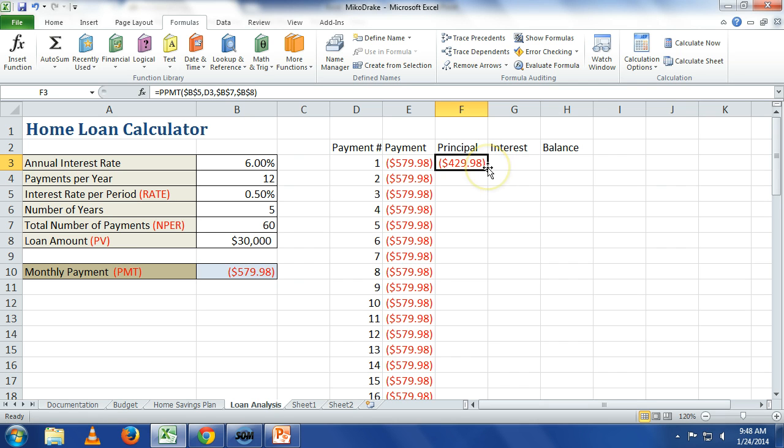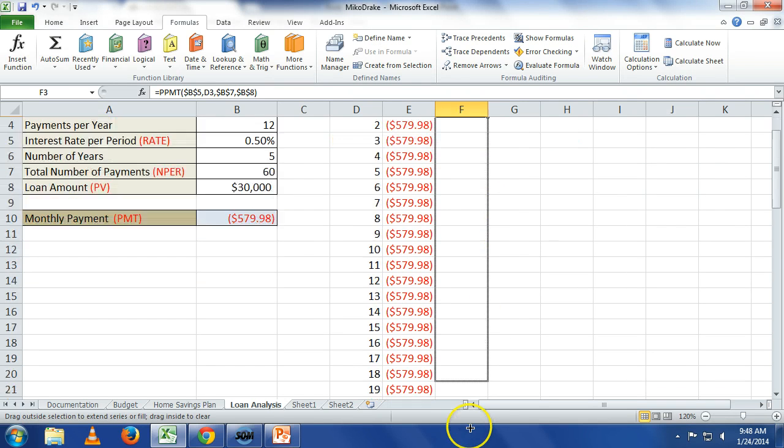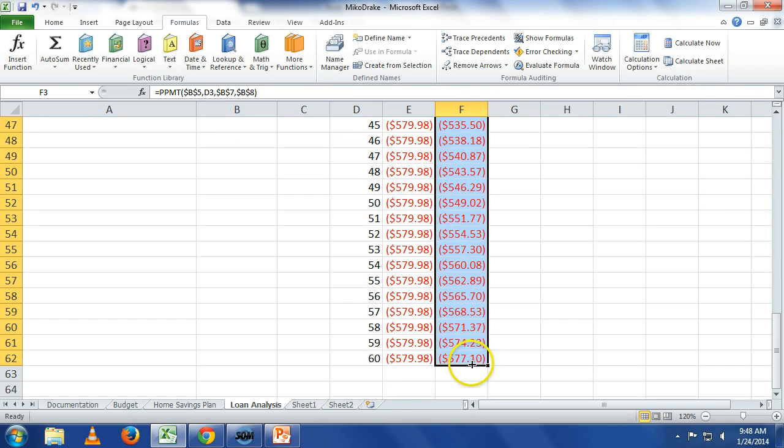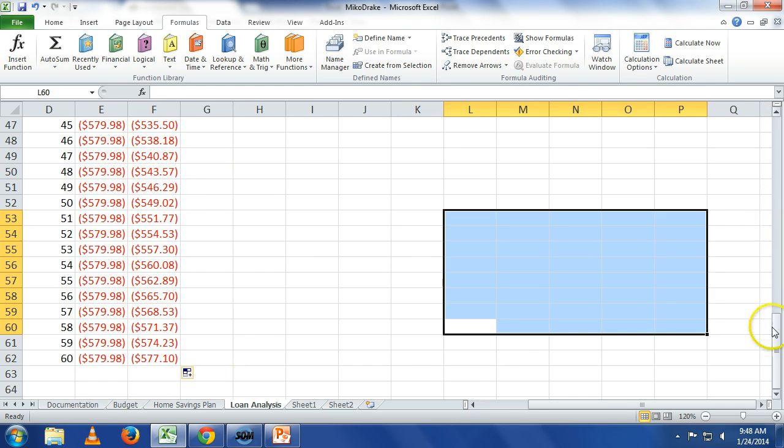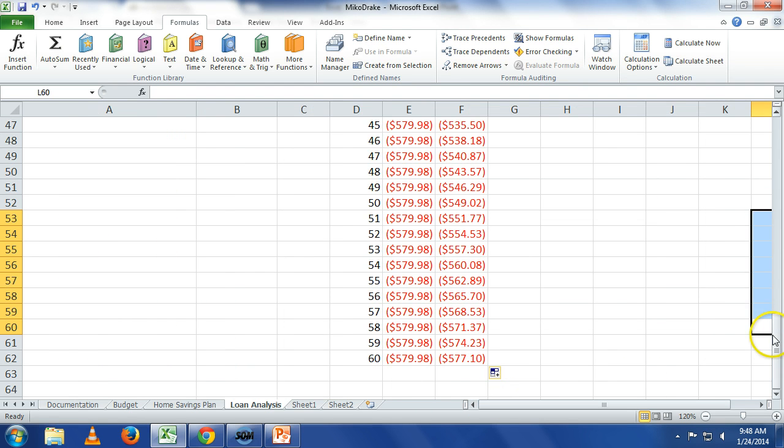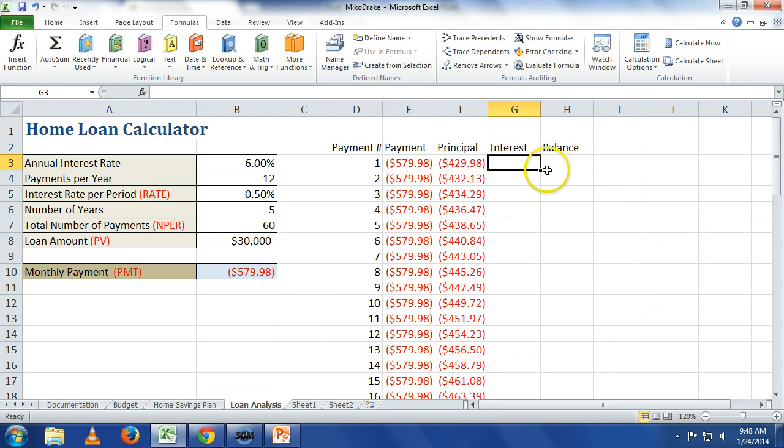Knowing what you know about time value of money, before I drag this down, is the next principal payment going to go up or go down? It's going to go up. Every payment, more of that payment goes to servicing principal, right? So let's drag this down. That last payment looks like $577.10 went toward principal. Now I could figure out what part's going to interest by saying payment minus principal is the part servicing interest, right? But let's do it independently.